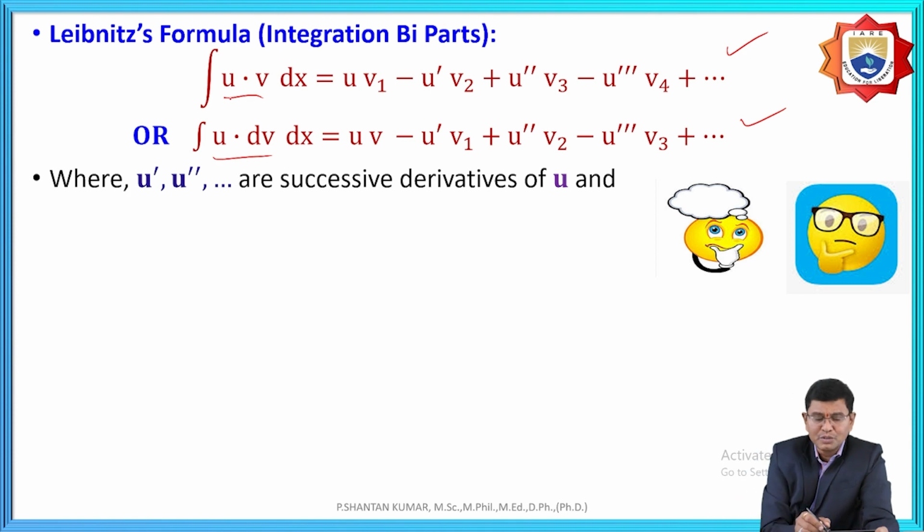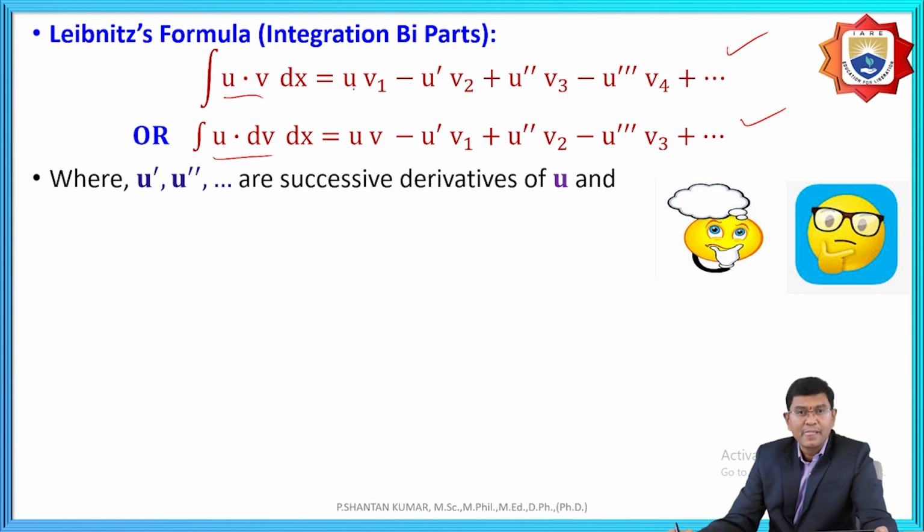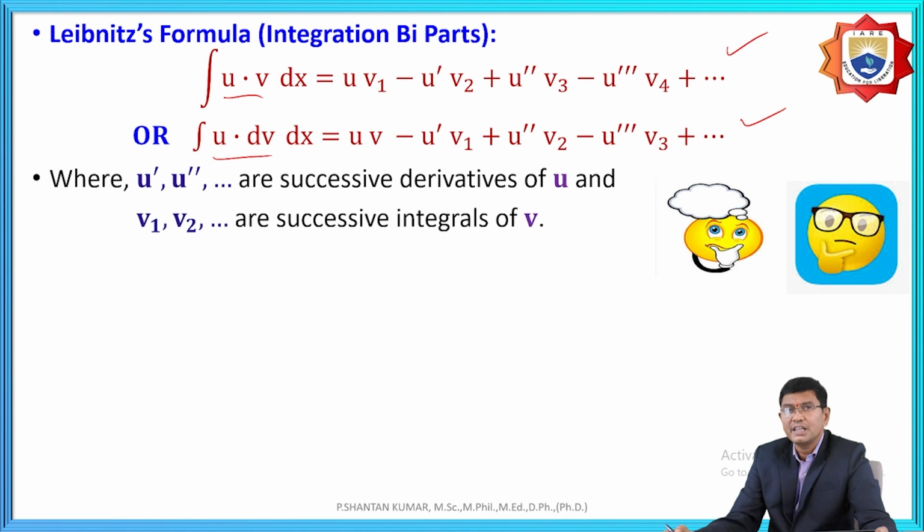Whatever it is u, that u dash is the first derivative, u double dash is the second derivative, and u triple dash is the third derivative. And from v, that is v1, v2, v3 are the integration parts. That means whatever we assume for v, that v1 is integration one time, and v2 is two times integration, depending upon the number of integration parts.